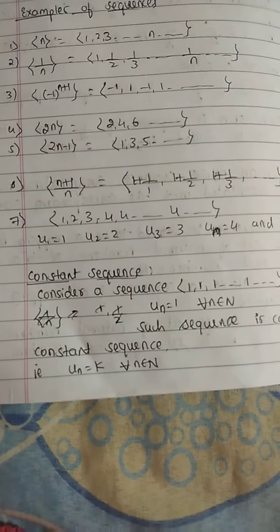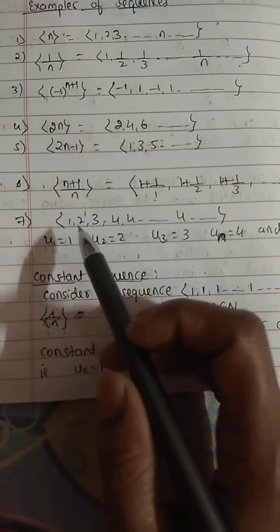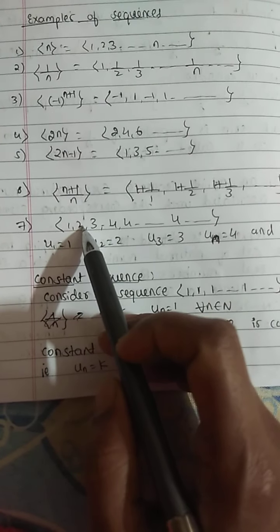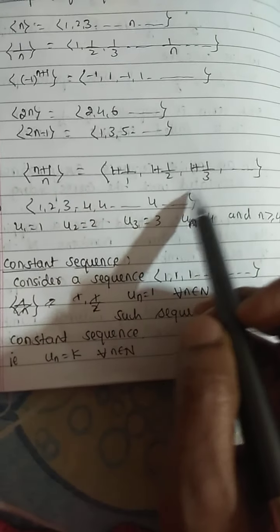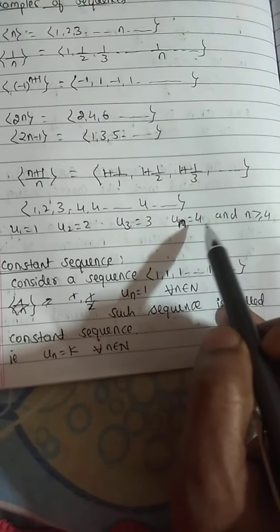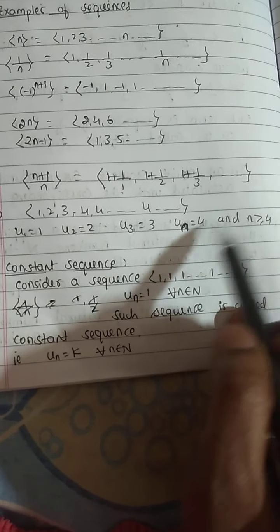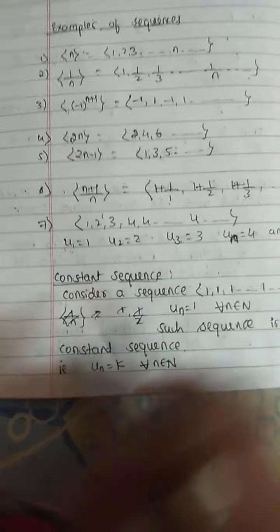Seventh example, the set of 1, 2, 3, 4, 4 and so on and so forth. Here u1 is 1, u2 is 2, u3 is 3, u4, u5, u6 and so on. Whatever it may be, the value is 4. Therefore, for n greater than or equal to 4, u_n is 4.